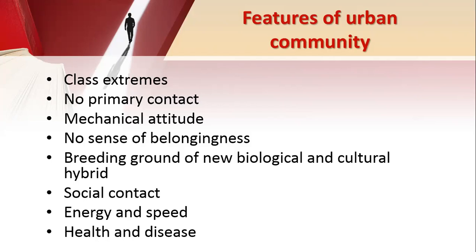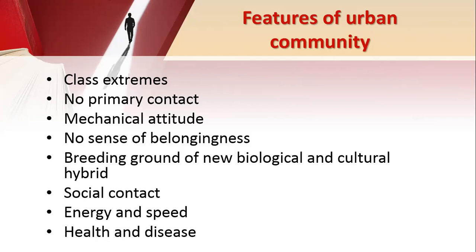So here you can see all kinds of people: the richest people as well as the poorest people, and also high class, low class, middle class, semi upper class, upper middle class and lower middle class. All kinds of people you can see in the urban community.